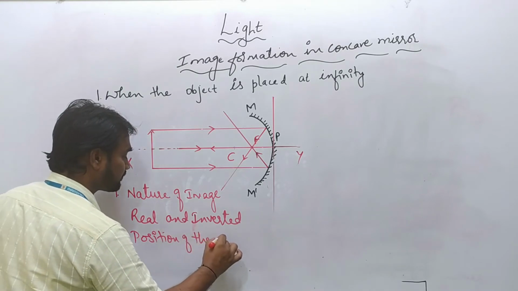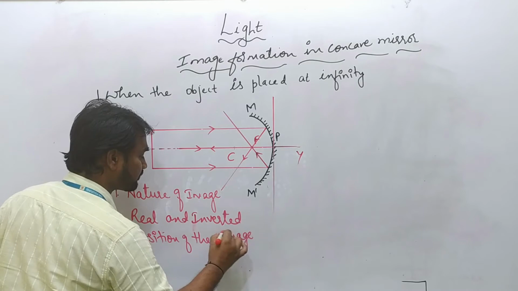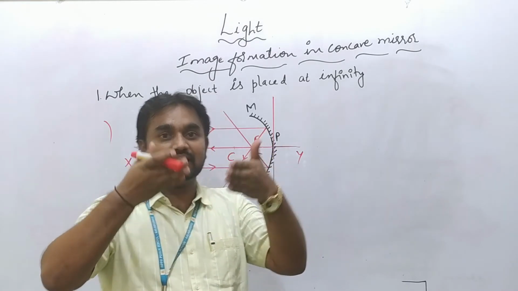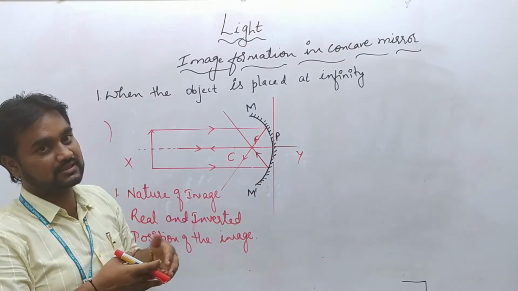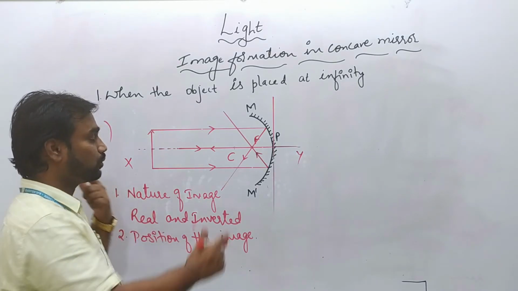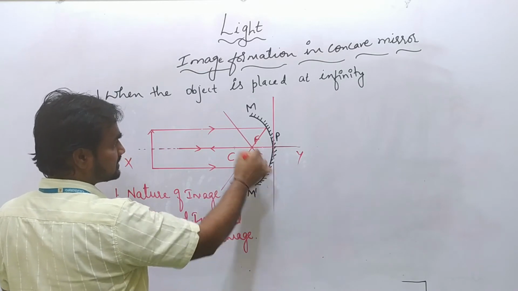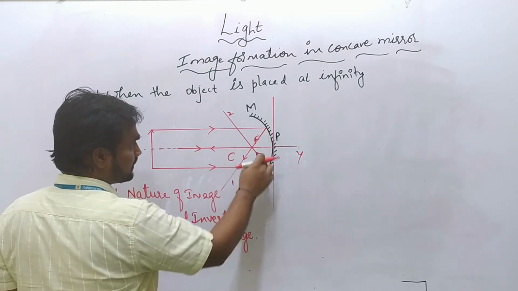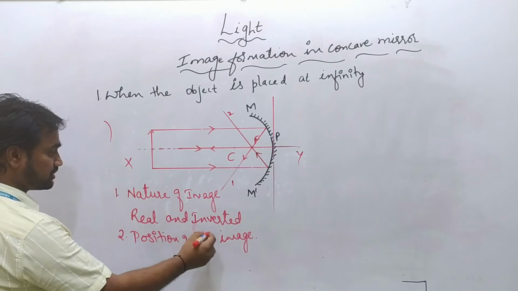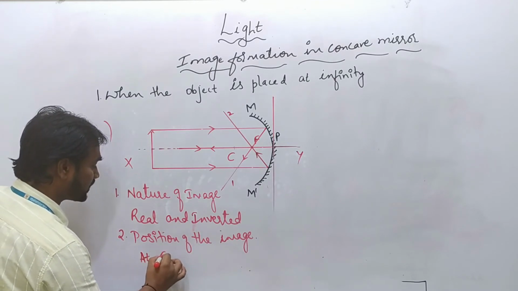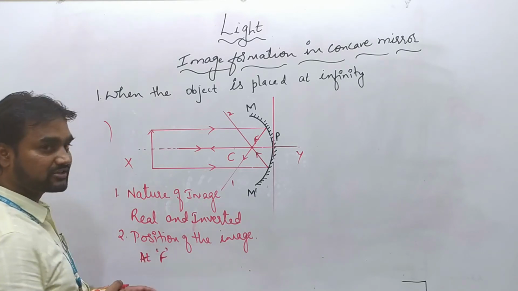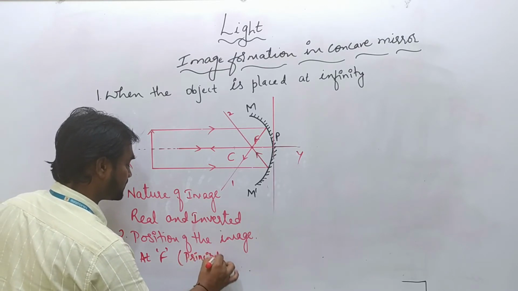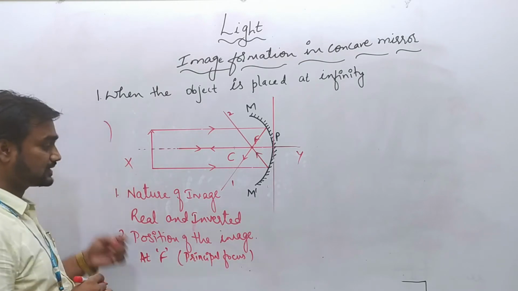Now, the second point you have to see is position of the image. Position of the image means where the reflected rays are intersecting, where the reflected rays are meeting. That point you have to consider for the position of the image, that is the point where the image is formed. So this is one reflected ray and this is another reflected ray. You could see these two are meeting at F. So the position of the image is at principal focus F. If you want, you can write it as principal focus, at F.